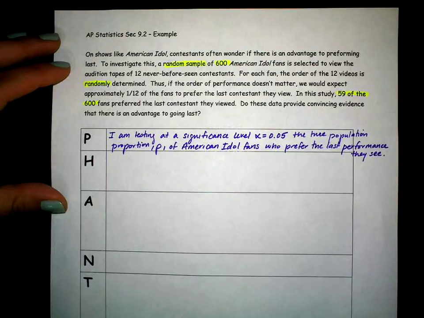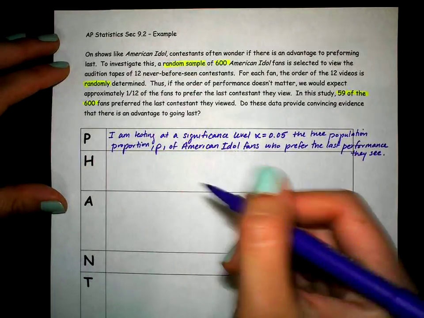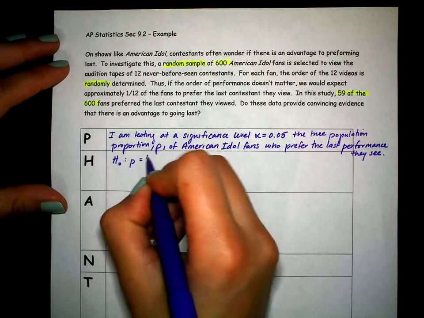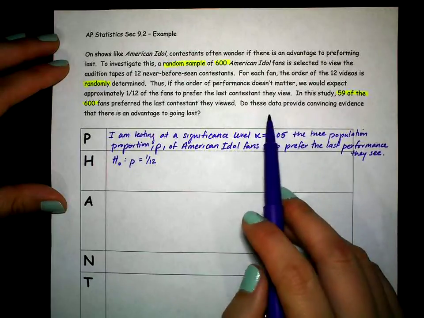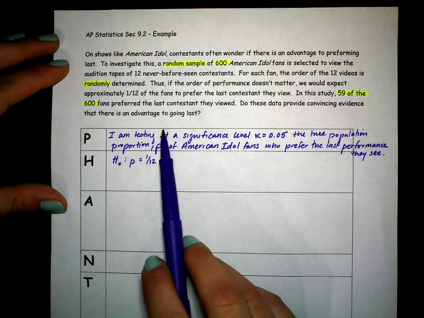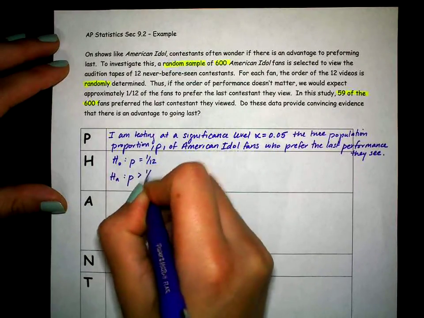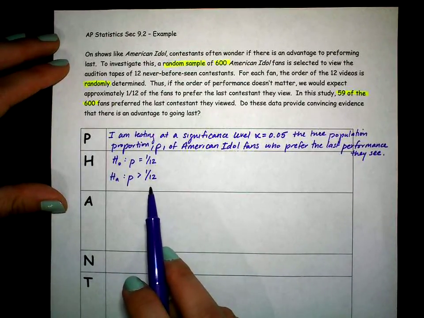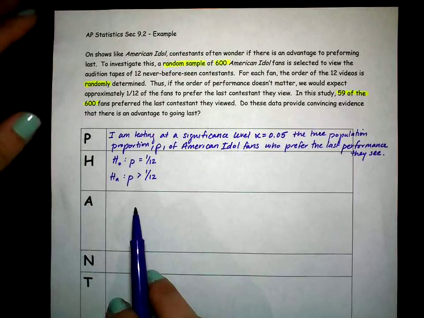So H is pretty much stating the hypothesis. So for here, if they see 12, they're going to prefer the last one, so it's 1 out of 12. So my null hypothesis is p is equal to 1/12. Okay. Let's see. So it says, do these data provide convincing evidence that there is an advantage to going last? So if there's an advantage, that means our proportion is going to be greater than 1/12. Notice, since it's greater than, it's going to be a one-sided alternative hypothesis instead of just two-sided one. If it was not equal to, that would be the two-sided one.